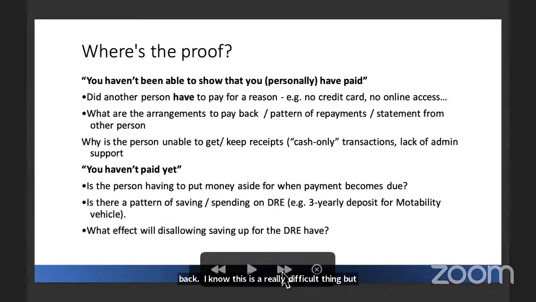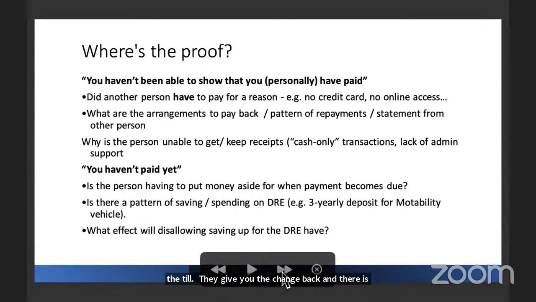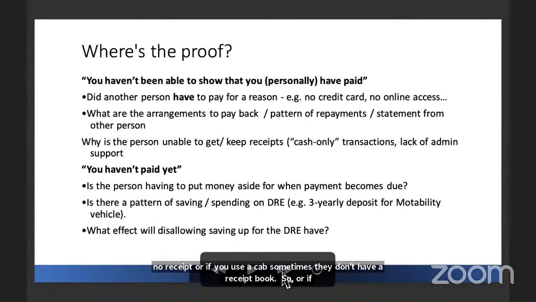And I know this is a really difficult thing, but when councils ask for receipts, there are some transactions that we make as disabled people, or as people in general, which are cash only transactions. So sometimes you'll go to the hairdressers and they just put it in the till, they give you the change back and there's no receipt. Or if you use a cab, sometimes they don't have a receipt book. Or if you have a lack of admin support to help you compile all the receipts.